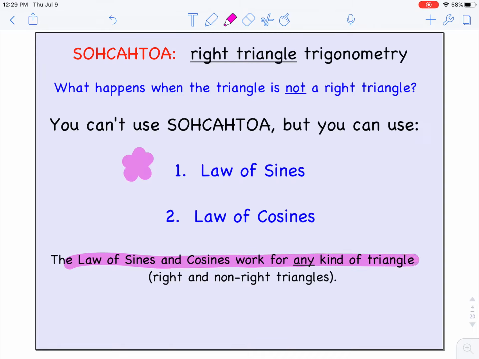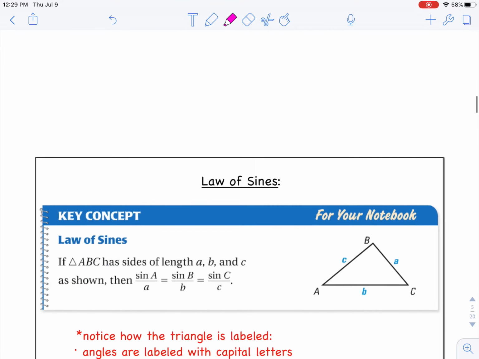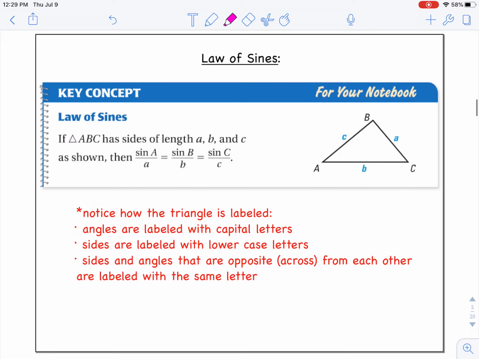And the nice thing is these law of sines and cosines work for any kind of triangle. You could use them in right triangles if you want, but they're more complicated, so that's why it's just easier to use sine, cosine, tangent, and their inverses and the Pythagorean theorem.